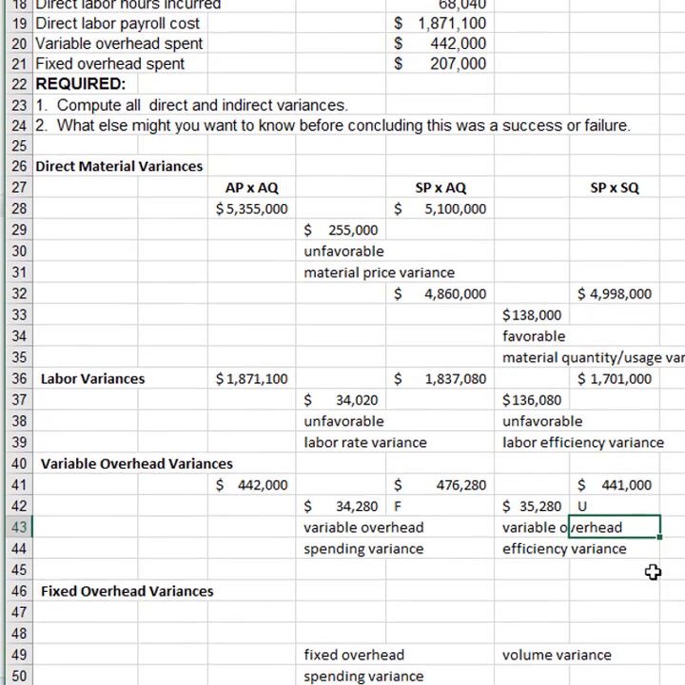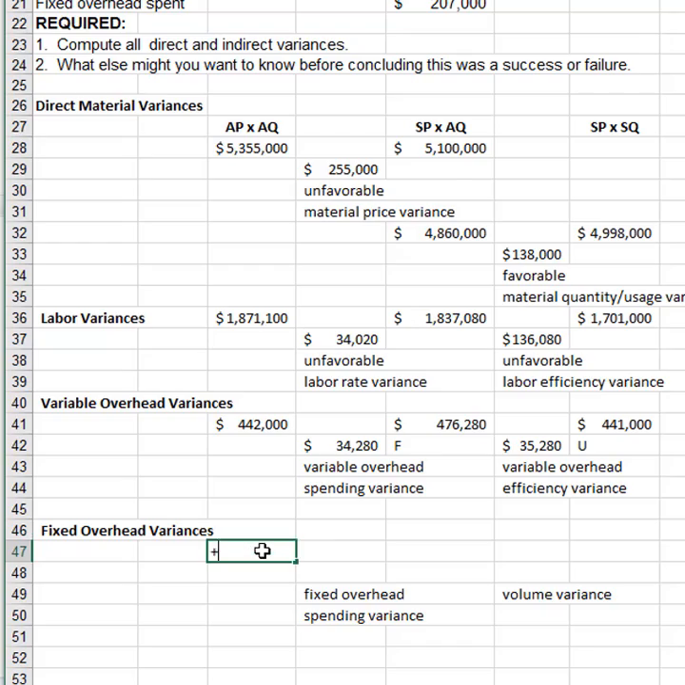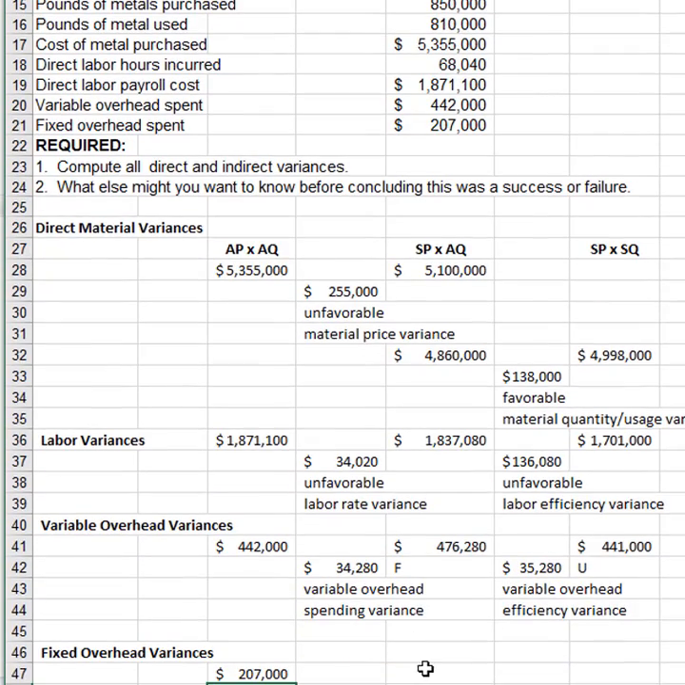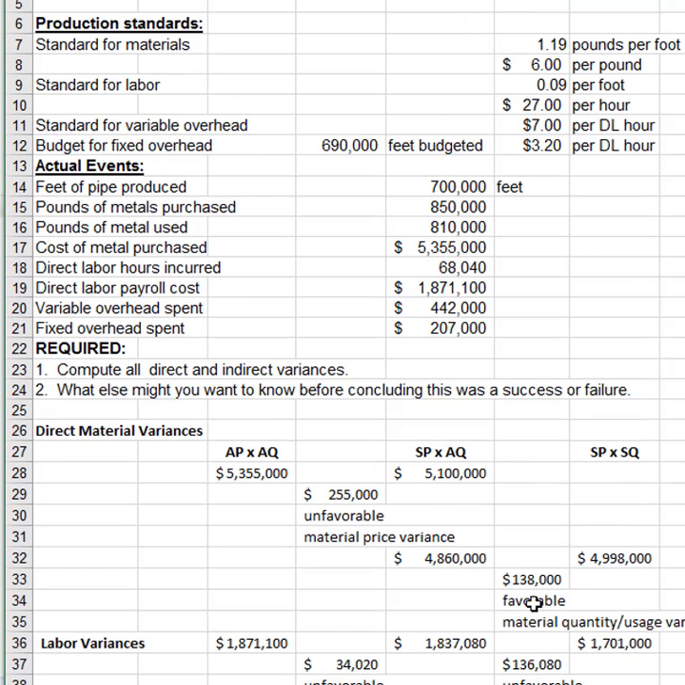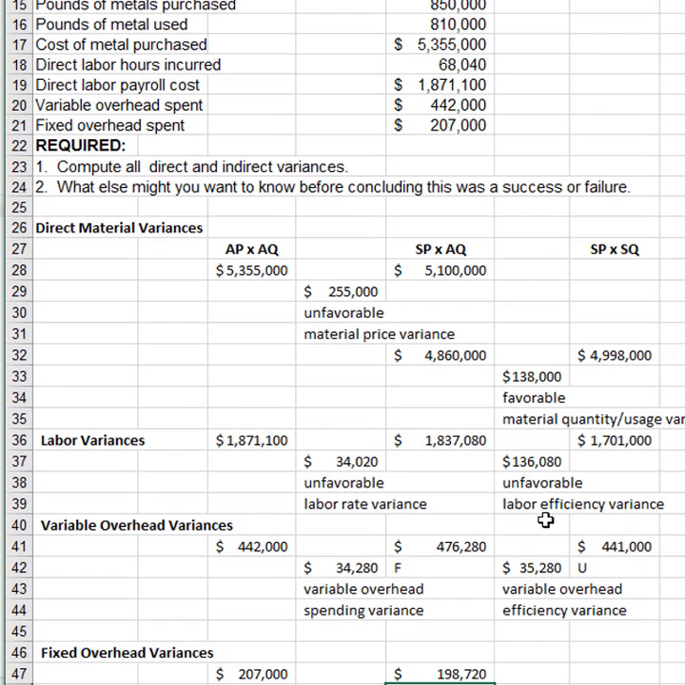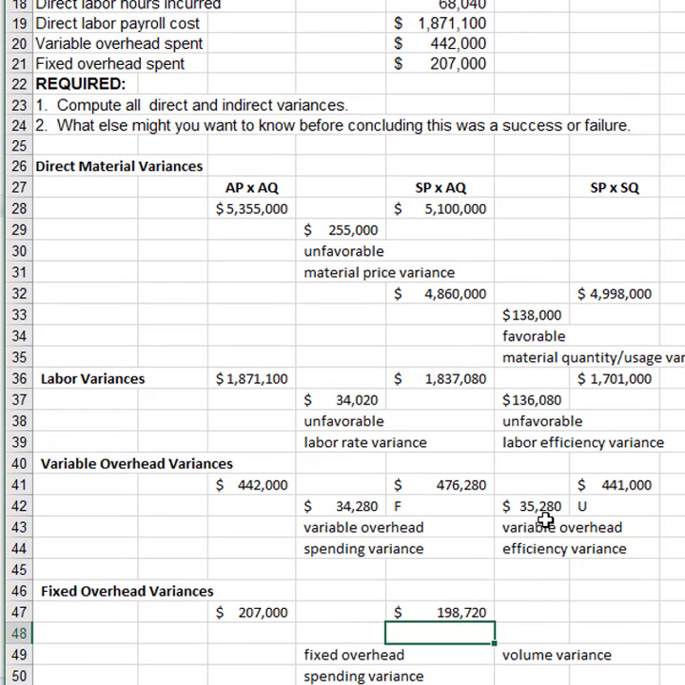Okay, now fixed overhead is a little bit different. This is what was spent, and then the question is, what was the static budget at the beginning of the year? So at the beginning of the year, they thought they were going to make that many feet, and so that should have used that much in labor and that much in fixed overhead. And so we have a small fixed overhead variance, and that is unfavorable because the actual is higher.